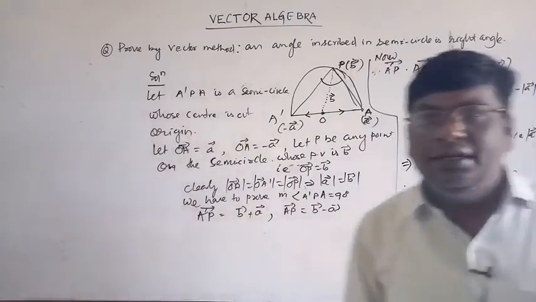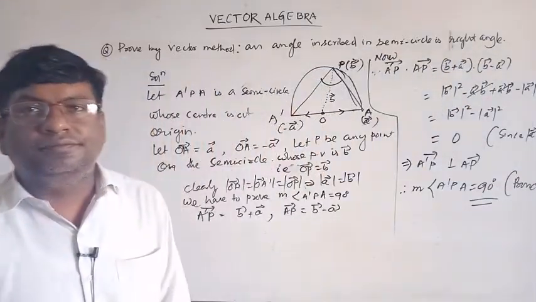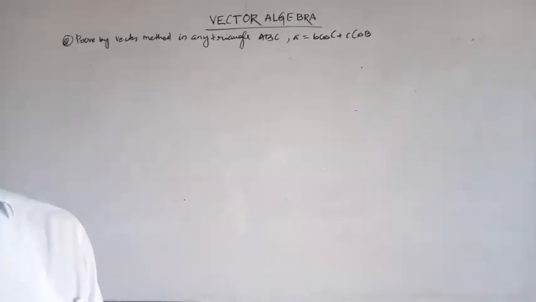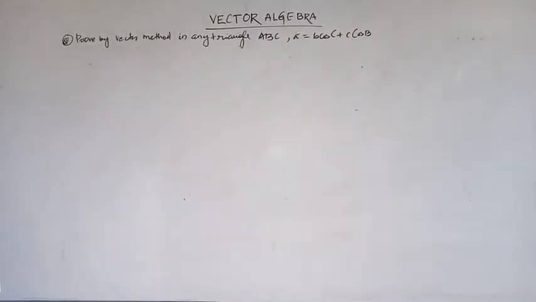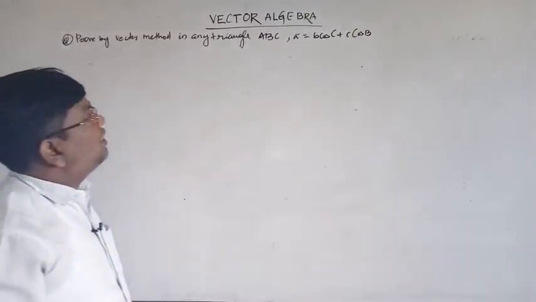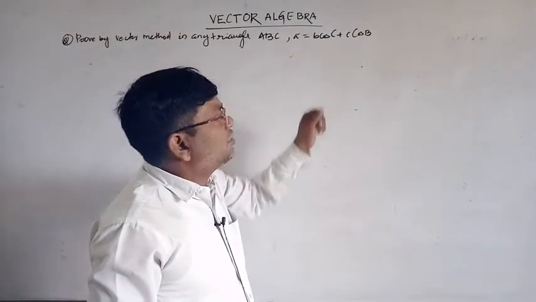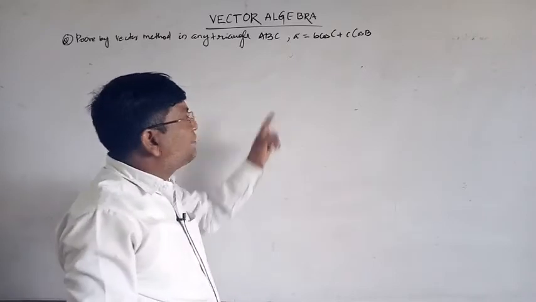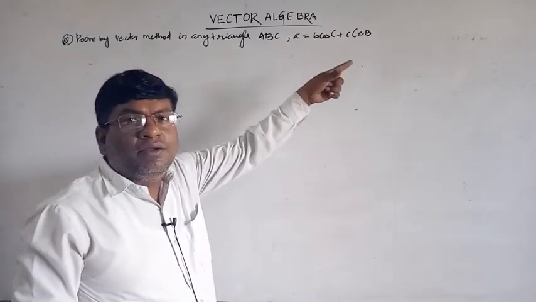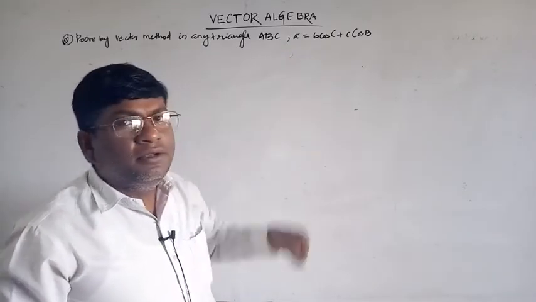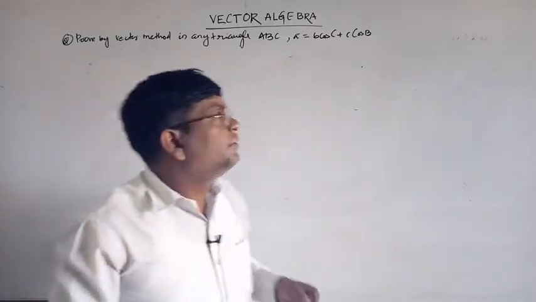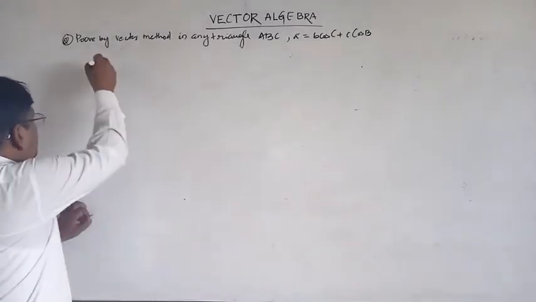Okay, then another question. Prove by the vector method that in any triangle ABC, a equals b cos C plus c cos B. This formula is also called the projection formula. So the solution, that is the proof, is what?